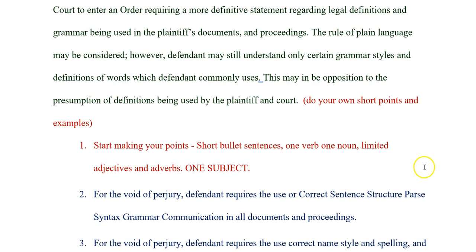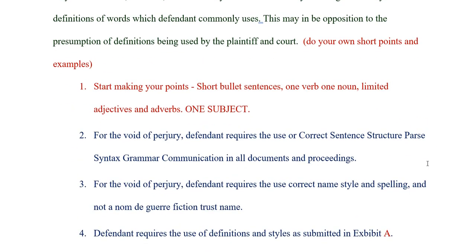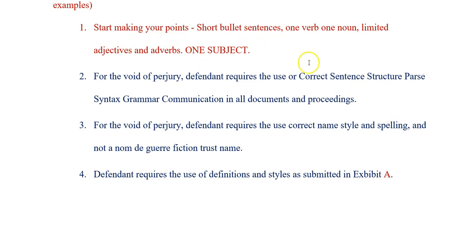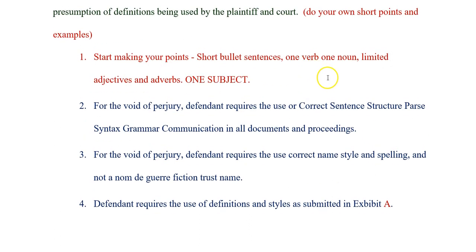So when you do a motion, you always do short points and examples. Always one noun, one verb, one subject per sentence. Most people write long-winded motions and they lose because all they have to do is find one defect and then the whole point goes out.